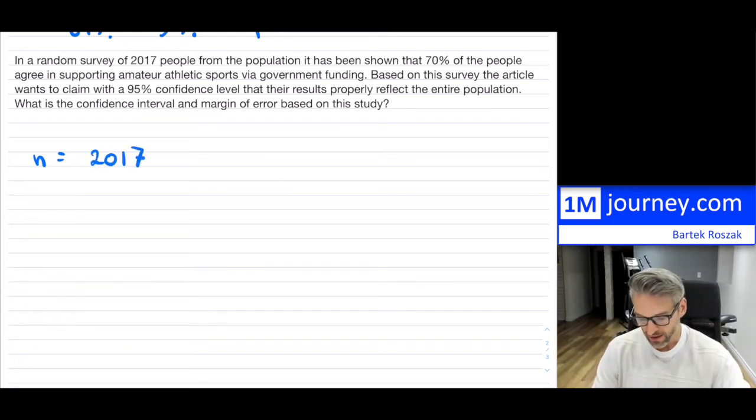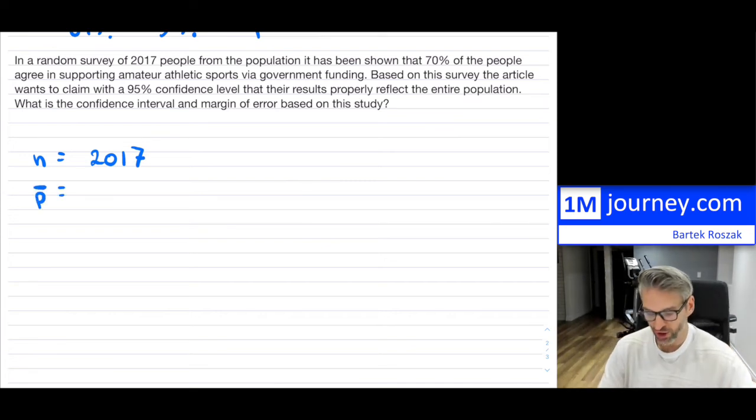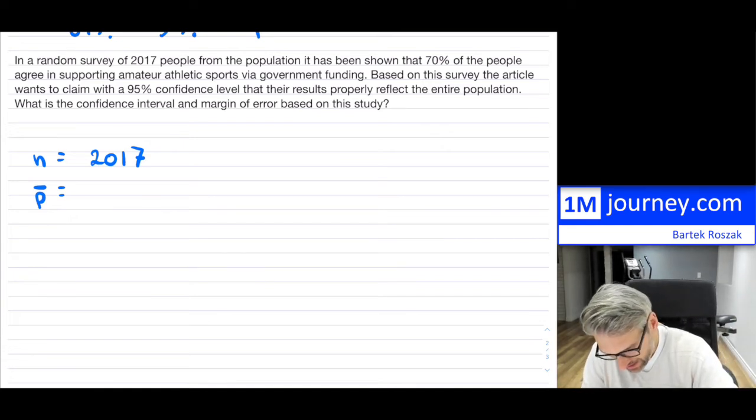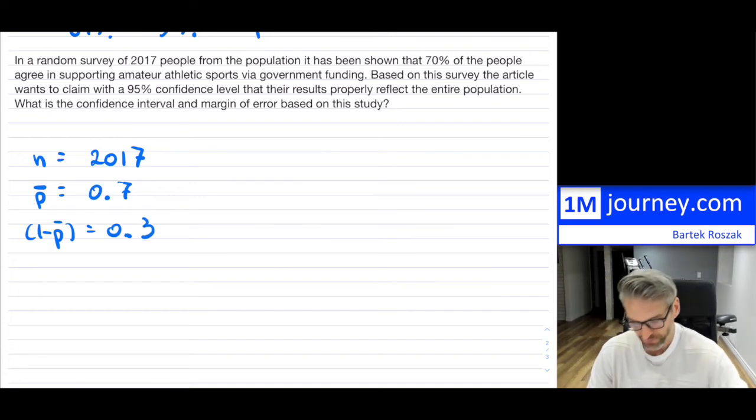So n is a little bit odd, because it's 2017. Now my p bar, the proportion of the sample that are supporting the amateur athletic funding, is 70%. So this is going to be 0.7. 1 minus the p bar is going to be 0.3. So that's what I have so far.